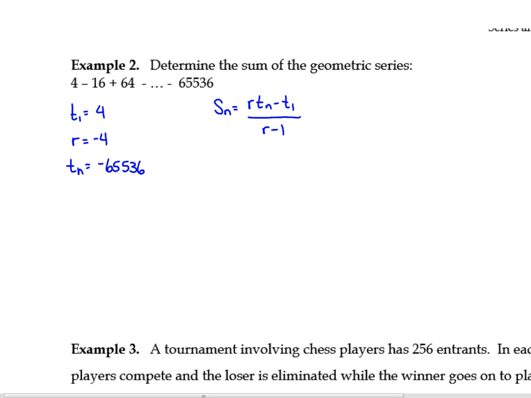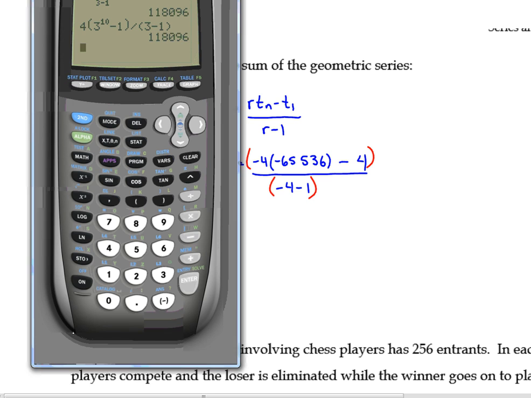See, if this was an arithmetic sequence, we'd have to go back, solve for n first, and then use the sum formula. That's the nice thing about the geometric. We don't need to know the number of terms. R is -4 times the last term minus the first term all over R minus 1. So again, you need to be very careful. If you can use numerator over denominator, do that. Otherwise, you need to use brackets.